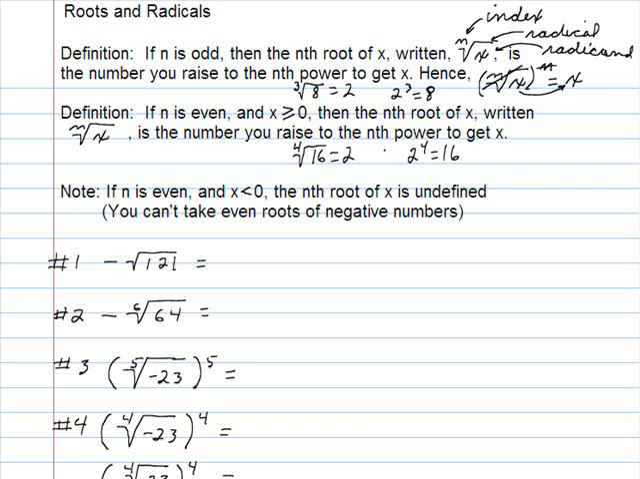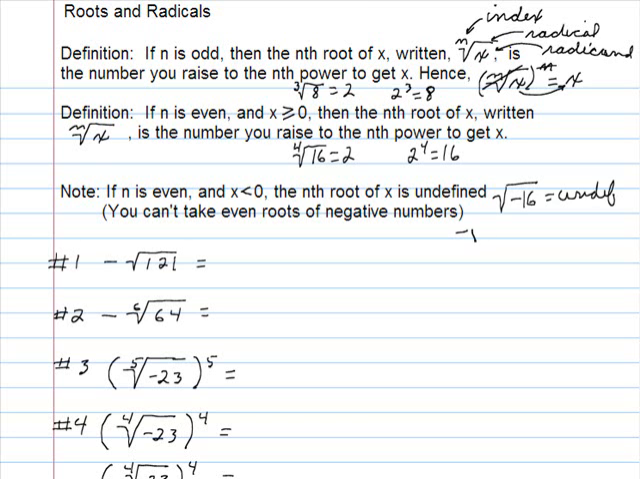Now, here's the catch. Note, if n is even and x is negative, then the nth root of x is undefined. So if I try to take, let's say, a square root of negative 16, now, let me make a comment here. If I don't put an index on the radical, then the index is 2, understood, and we call it the square root. But let's just take the index off. So that's the square root. So n is even, it's square root. x is a negative number. This is undefined.